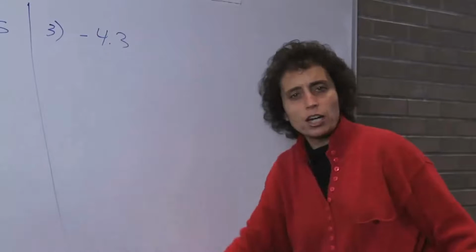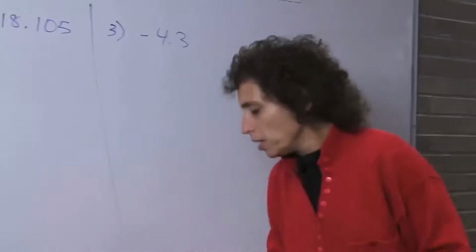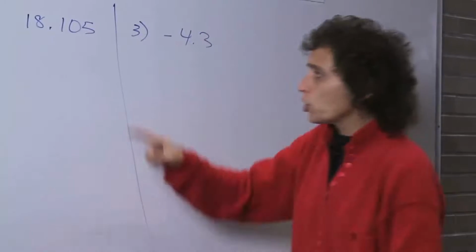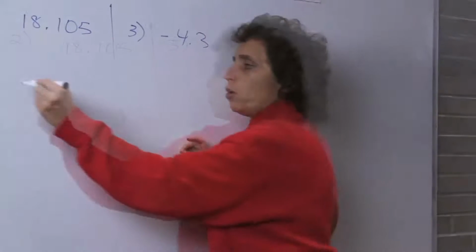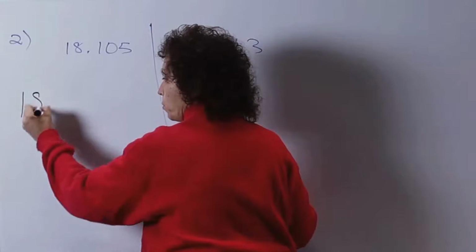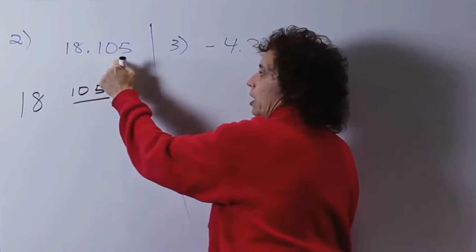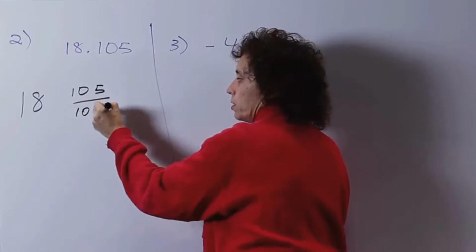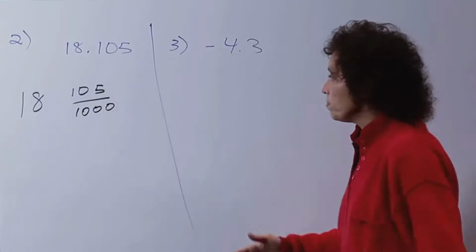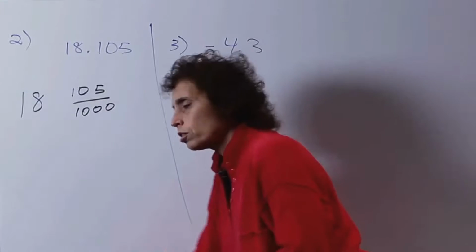All right, how far did you get, or were you waiting for me? Don't wait for me. All right. This is going to be a mixed number. I'm going to put the whole number on the side and do 105, and that's tens, hundreds, thousands. Okay? Here we go. Now I can reduce.